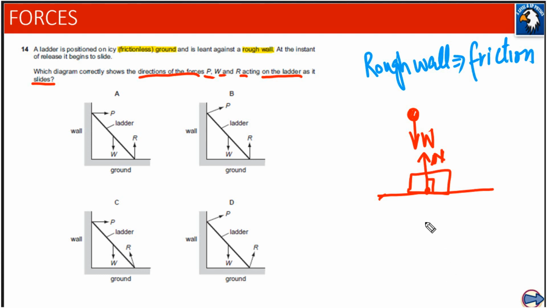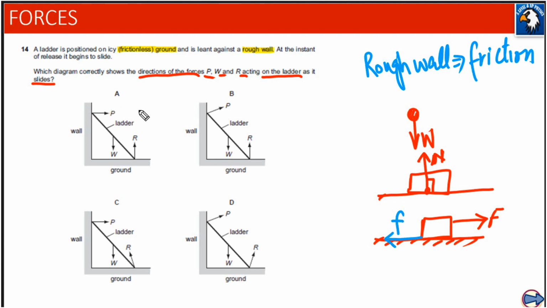The third force in this case is the frictional force. Now let's say we have this block placed on the ground and the ground is rough. If we apply force F on this block to the right, there will be a frictional force acting on this block to the left. So friction always opposes the motion.